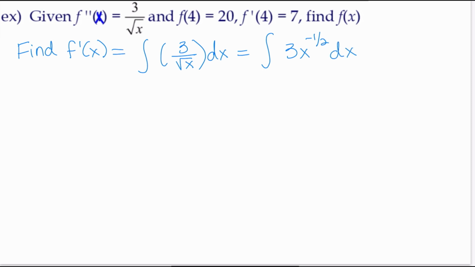Now that I have this written with a power, that means I'm going to add 1 and divide by that new number.